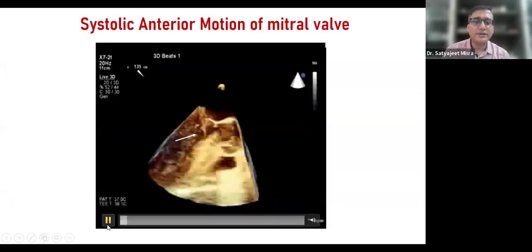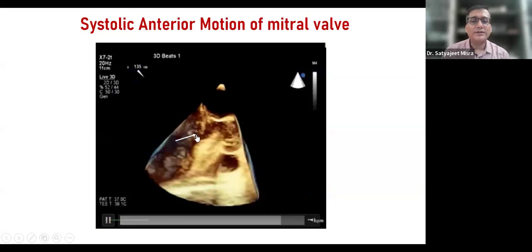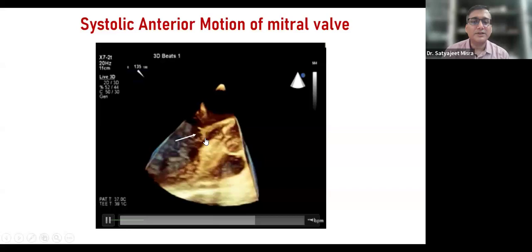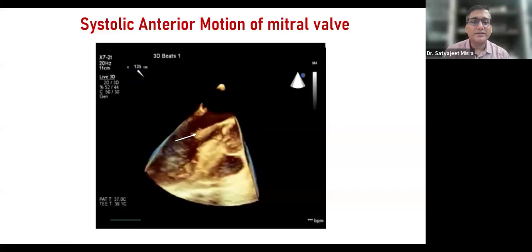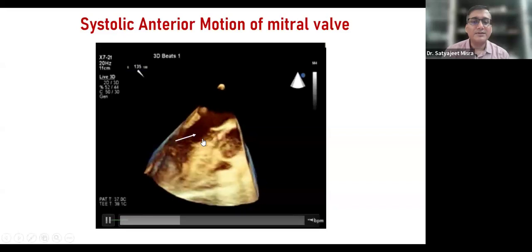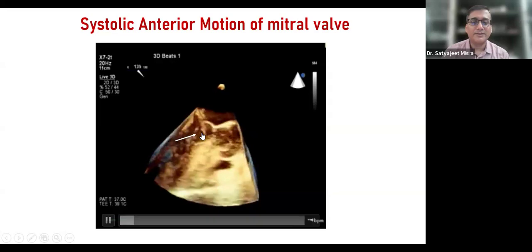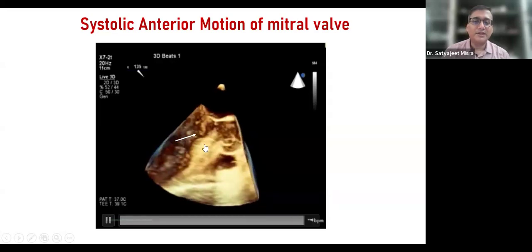And also you can see how the 3D, you can appreciate this arrow is pointing to the sickle-shaped deformation of the anterior mitral leaflet in systole. So that is a systolic anterior motion of the mitral valve. And once this redundant tissue is there in the LV outflow, this is the reason for the hemodynamic abnormalities and the gradients that develop in the LVOT, coupled with hypotension in these patients.